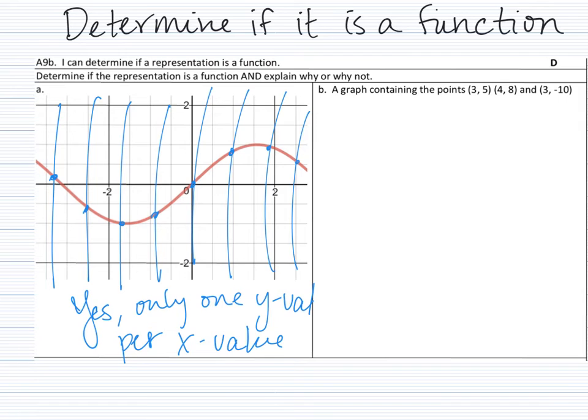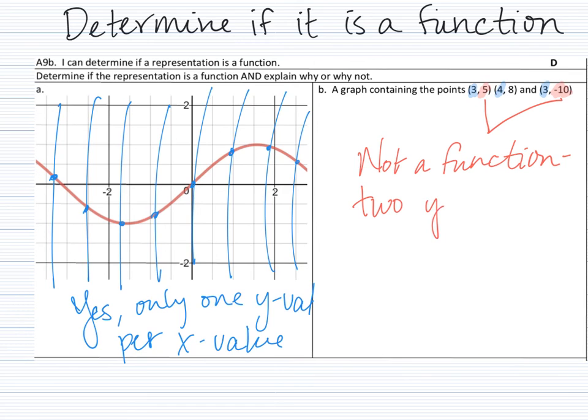And then if we look at part B, we're looking at our x values. So we've got an x value of 3, 4, and then 3 happens again. And what you'll notice is that we've got 2 different y values for the same x value of 3. So because we have 2 different y values, this is not a function, because we have 2 y values for the x value of 3.